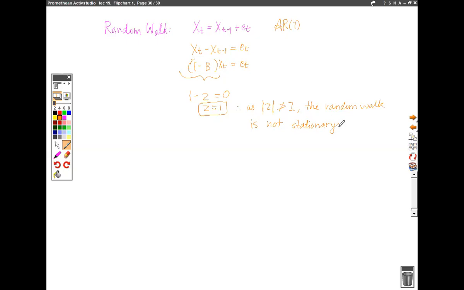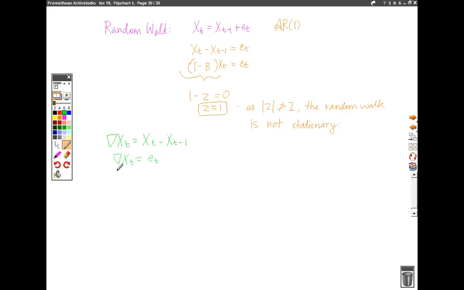Is this clear? But now let us look at its difference. So what if I write my nabla xt as xt minus xt minus 1, right? So if I look at my nabla xt and compare this with the random walk that I have, this was just equal to et, right?